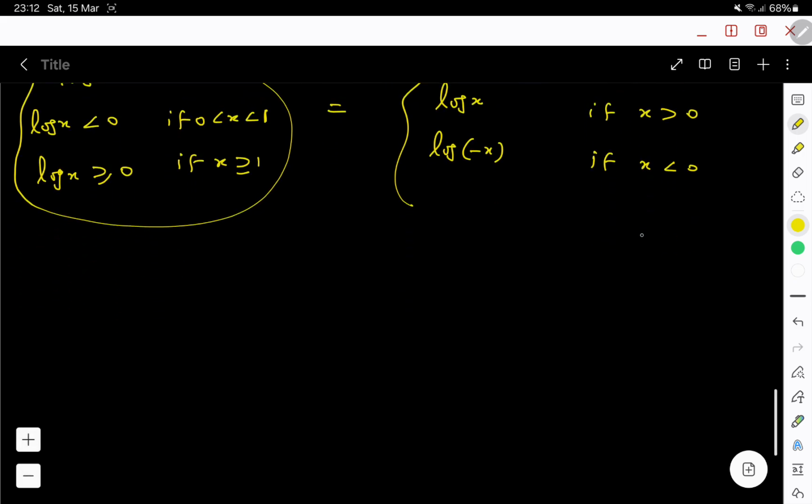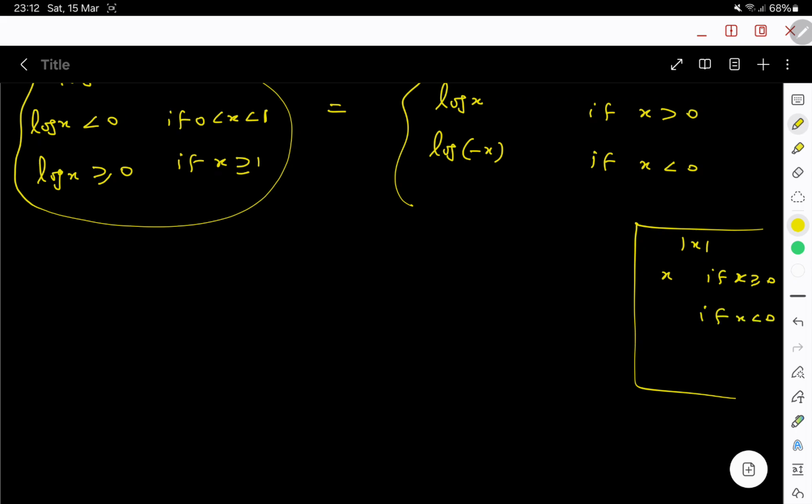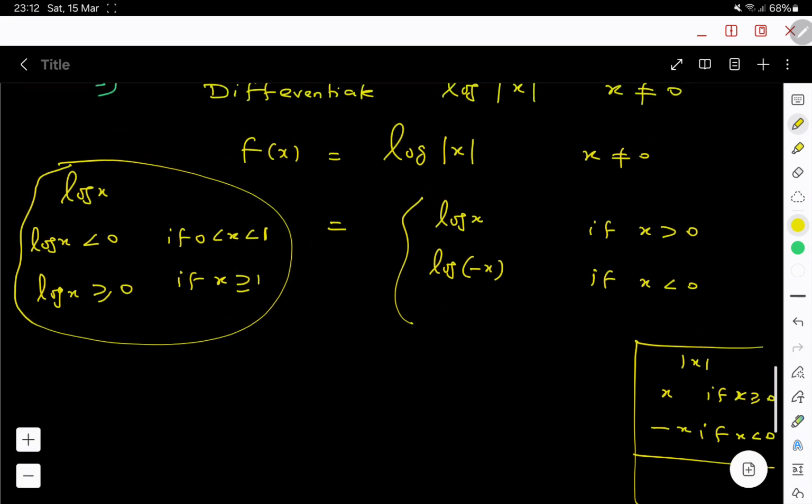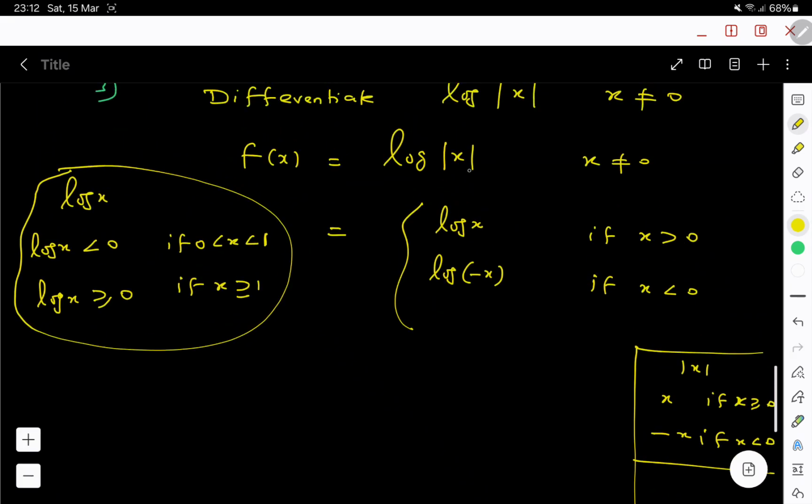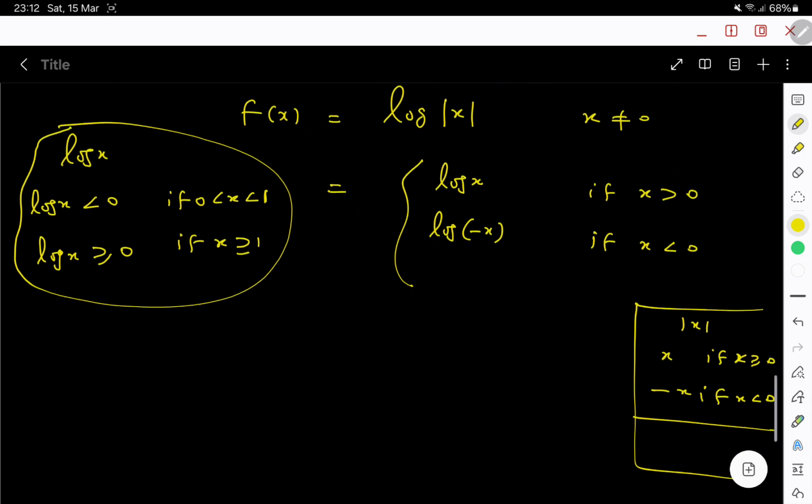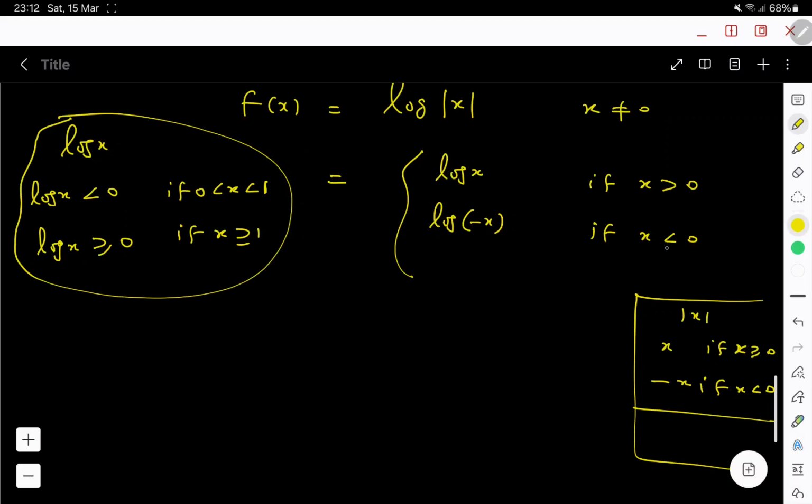So we know mod of x is x if x is greater than or equal to 0. If x is negative, mod of x becomes minus x. Note this. Similarly, I am applying here. For x greater than 0, mod of x is x, so I am writing x. For x less than 0, mod of x is minus x, so log of minus x. For example, taking x equal to minus 2, log of minus 2 becomes plus 2, log 2.